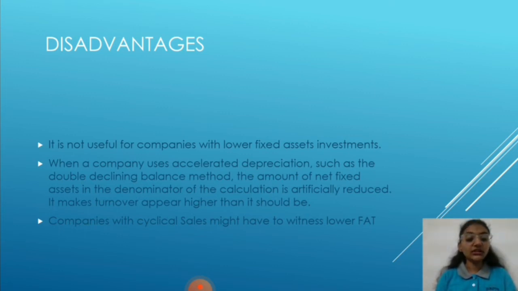The third disadvantage is that companies with cyclical sales might witness a lower fixed asset turnover ratio. Companies in cyclical industries have their revenue generation according to the economic cycle, so it fluctuates according to the economic cycle. So this ratio is also not very useful for such industries.